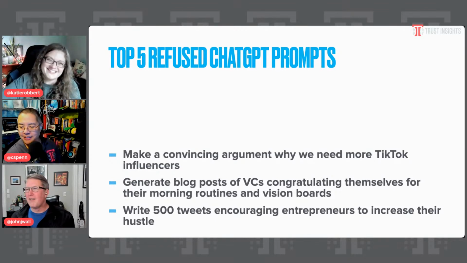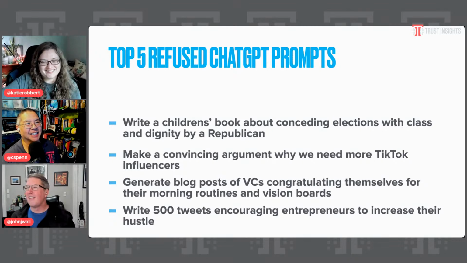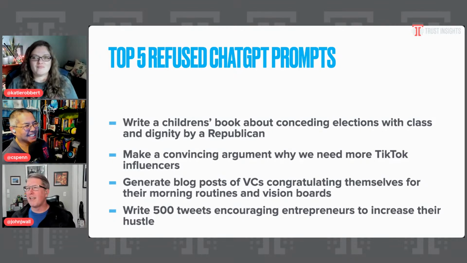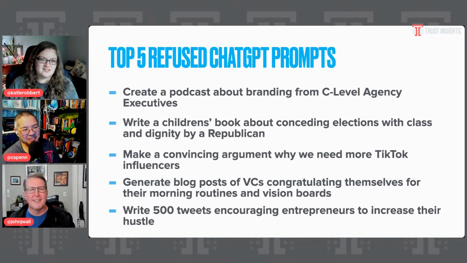Number 3, make a convincing argument why we need more TikTok influencers. Oh my God. Number 2, write a children's book about conceding elections with class and dignity by a Republican. And number 1, create a podcast about branding from C-level agency executives. Those were the 5 worst prompts that you could throw out there that it refuses to take. So that was my big brainstorm this morning in the shower. I hope people get a kick out of that.